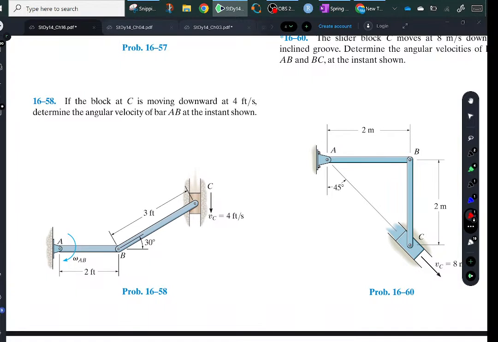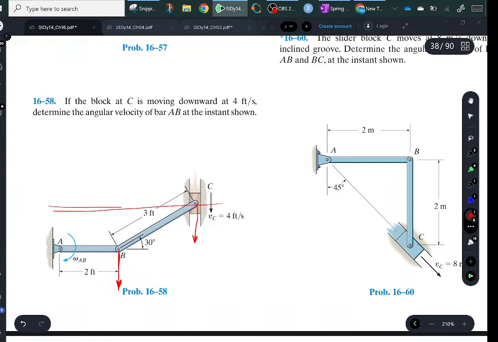This one's very interesting. Okay, you got the velocity going this way, the velocity going that way. So you draw the perpendicular to this one, you draw the perpendicular to this one. Where do they cross?